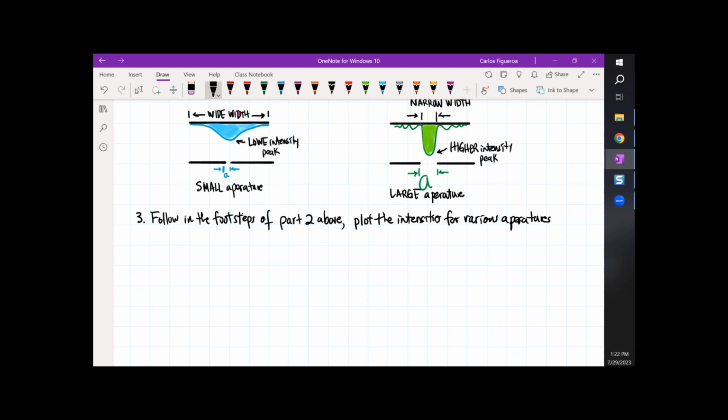Now, this is an important step to physically understand diffraction patterns and how they behave.